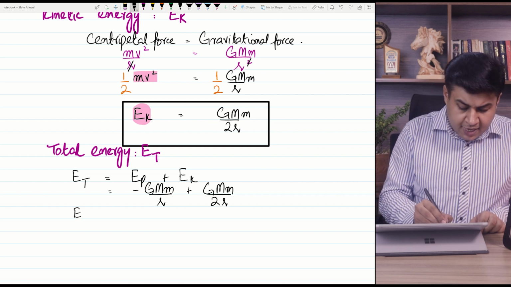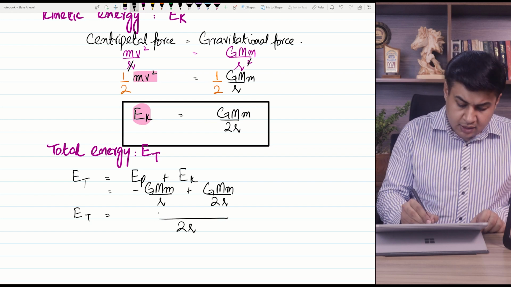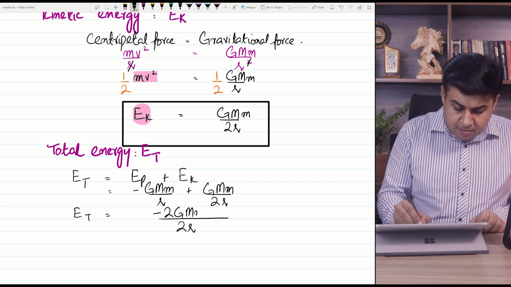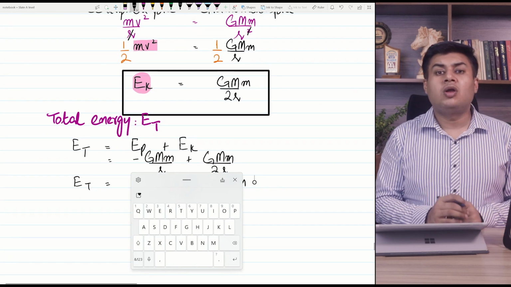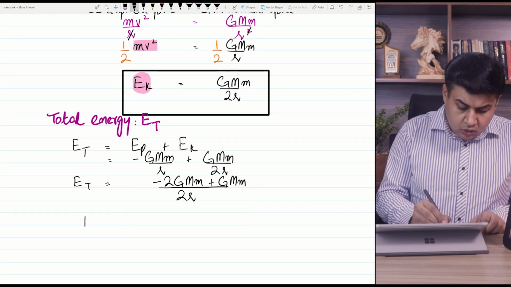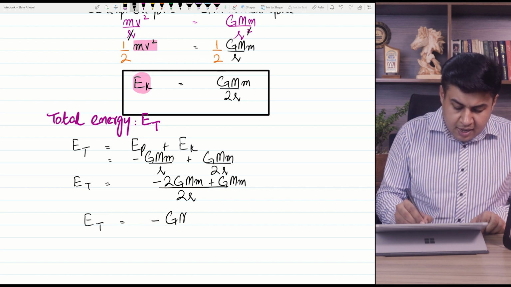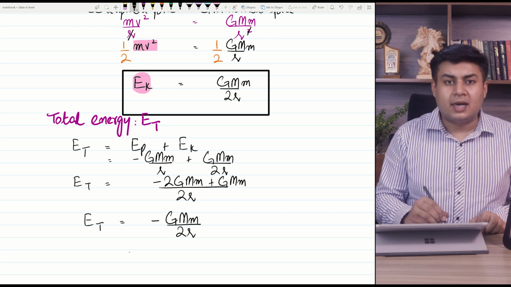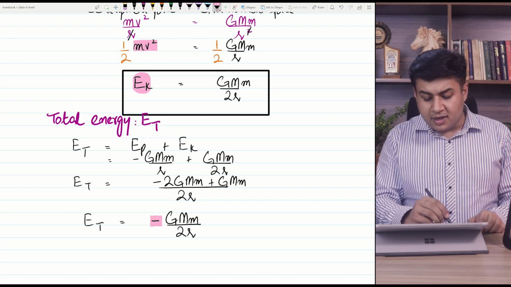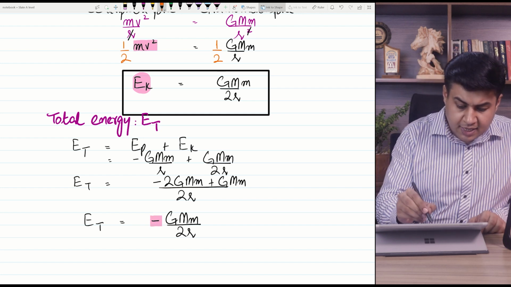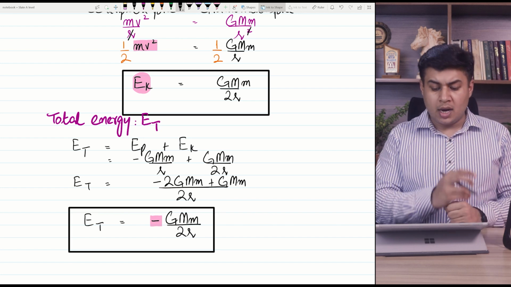Further, total energy is equal to, you will take the LCM, the LCM will be 2r. You will write minus 2GMm plus GMm, right? Upon simplification, you will get the formula of total energy. And that formula is: total energy of a satellite is equal to minus GMm over 2r. याद रहे कि सैटेलाइट की टोटल एनर्जी जो है वो माइनस में है, नेगेटिव है. So you have this expression of total energy as well.